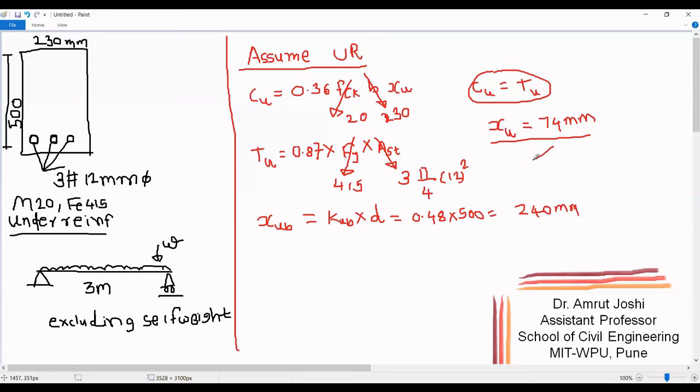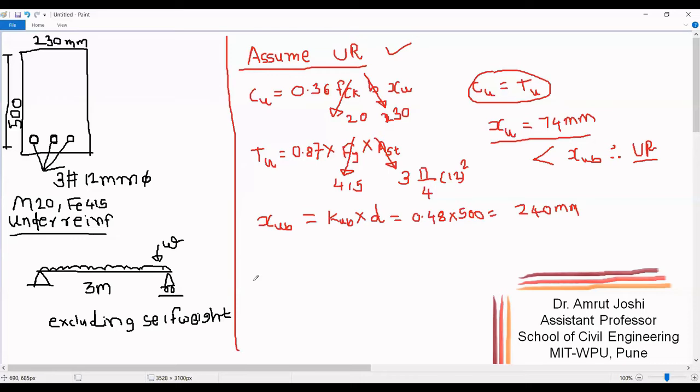Now you can observe xu is less than neutral axis position at failure for balanced section. 74 is less than 240 mm, and therefore, as discussed earlier, this section is ought to be under reinforced. We have already discussed by looking at the strain diagrams at failure for balanced and under reinforced section that neutral axis for under reinforced section lies at a distance lesser than the distance for balanced section from extreme compression fiber. Therefore, this section is ought to be under reinforced. So therefore our assumption is okay.